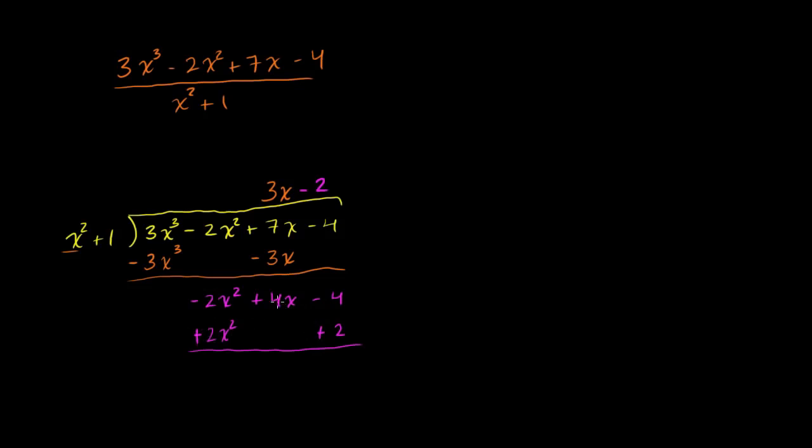These two guys cancel out. 4x minus 0 is 4x. Negative 4 minus negative 2, or negative 4 plus 2, is equal to negative 2. And then x squared now has a higher degree than 4x, and the highest degree here, so we view this as the remainder.